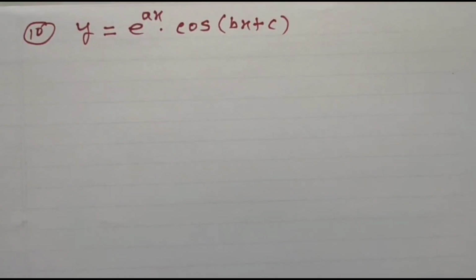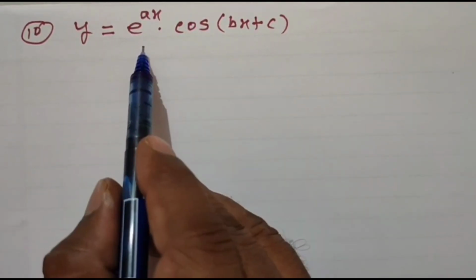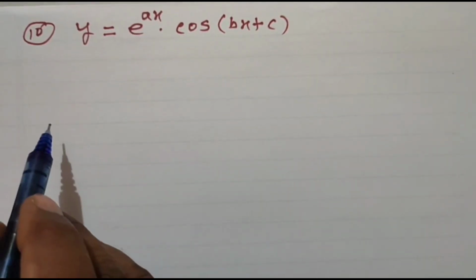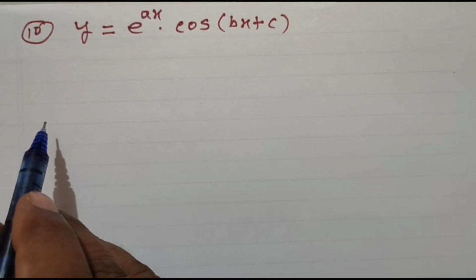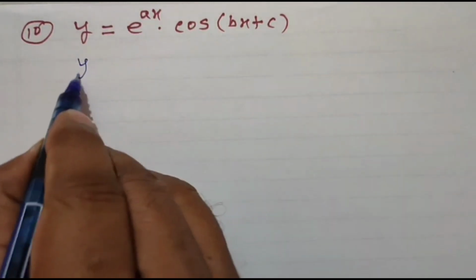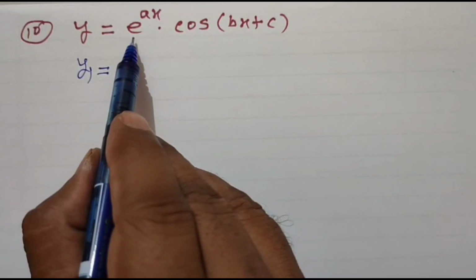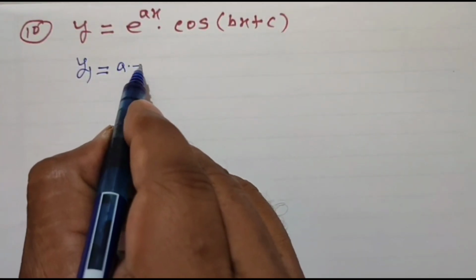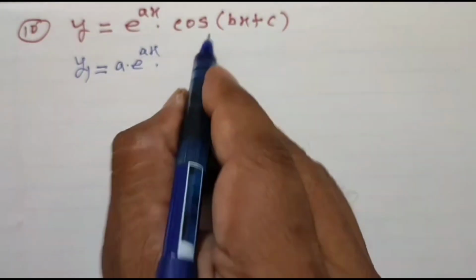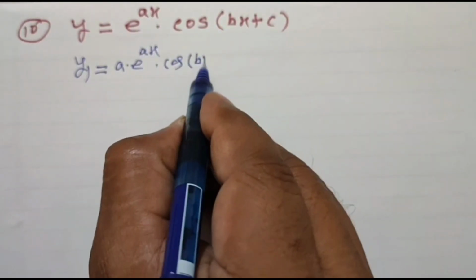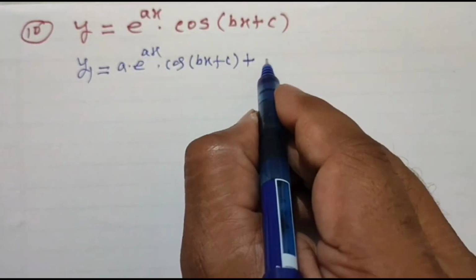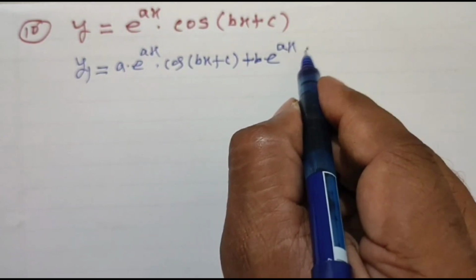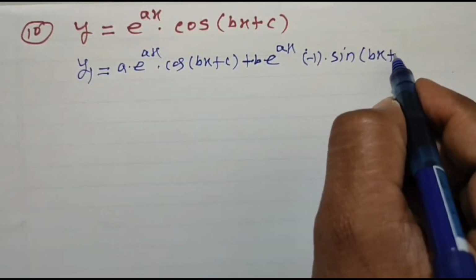Let us develop formula for nth derivative of e to the power ax into cos of bx plus c, and this is formula number 10. First of all, similar to formula number 9, here also we have to find out first order derivative. Y1 is equal to, using u into v formula, derivative of e to the power ax is a into e to the power ax into second function as it is cos of bx plus c, plus first function as it is, derivative of second function, that will be b into minus sine of bx plus c.